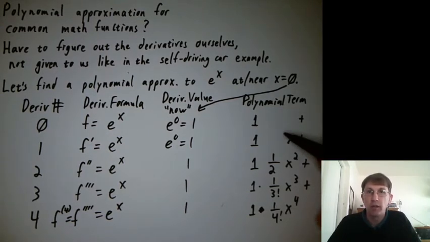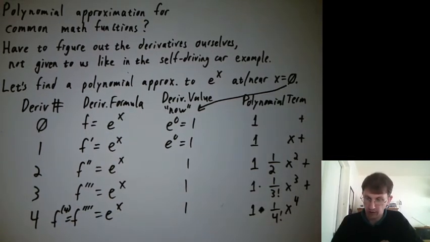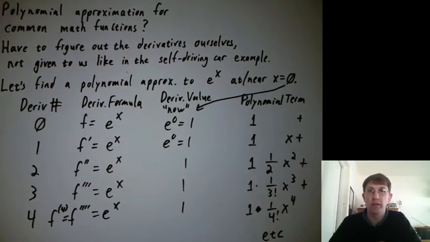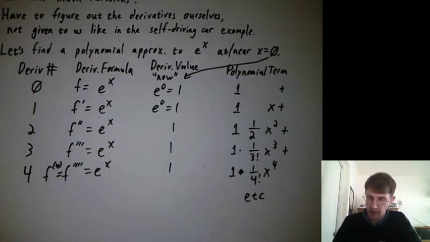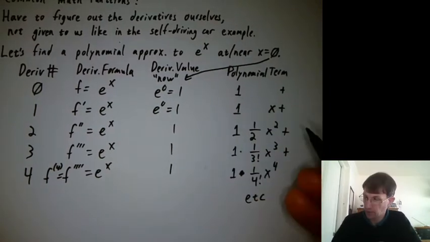And we could, if we wanted, write a 1 over 1 factorial here, x to the 1, and a 1 over 0 factorial, x to the 0. You can write them there if you want to. I left space for them, but you don't have to. It's pretty clear what the pattern is here, so we'll just say etc. And then what is our polynomial approximation? It's just adding up that whole column, right?